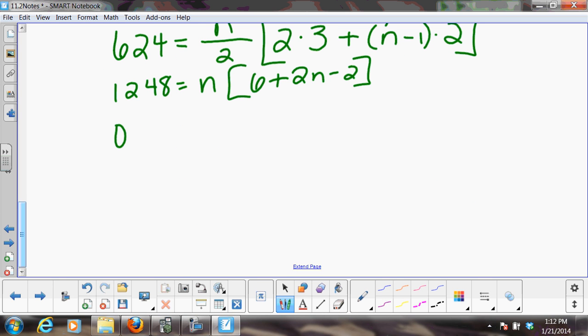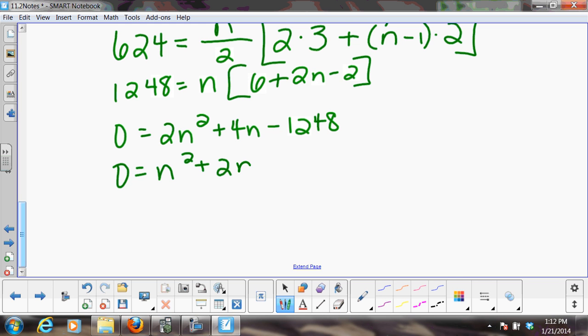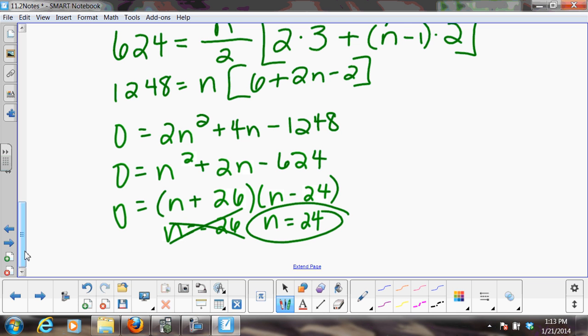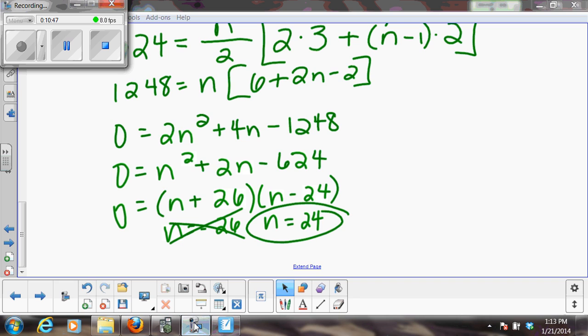So this looks like a quadratic. 2n squared. 6 minus 2 is 4, times n is 4n. Bring 1248 over. I'm going to reduce it by 2's to make it easier. So n could be either negative 26 or n could be 24. But if we are talking about the number of terms, you can't have a negative number of terms. So this gets rejected. 24 is our answer. And that is the end.